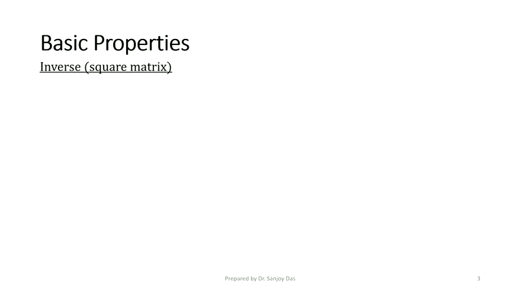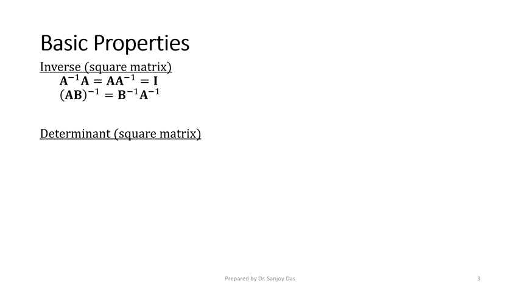Okay, so basic properties. Inverse of a square matrix. A square matrix has an inverse. A square matrix is a matrix with the same number of rows and columns. So A inverse A equals A A inverse equals I. I is the identity matrix. It's a square matrix with all elements 0 except the diagonal elements, which are 1. (AB) inverse is B inverse A inverse. Remember this, don't ever make the mistake that (AB) inverse is A inverse B inverse. No, (AB) inverse is B inverse A inverse.